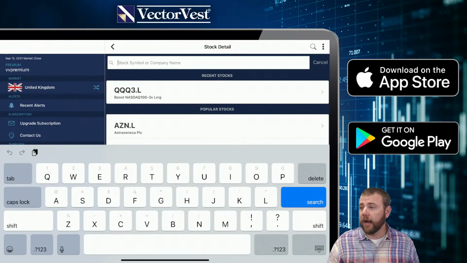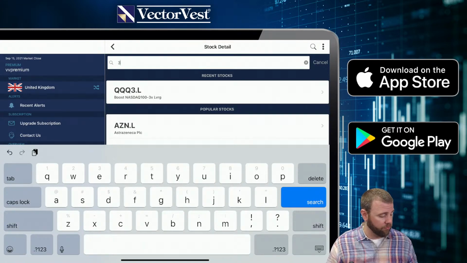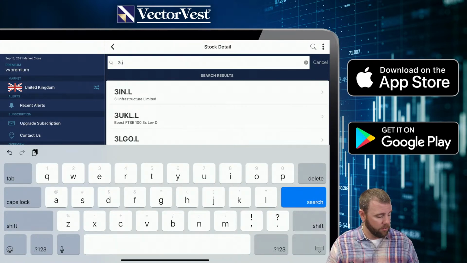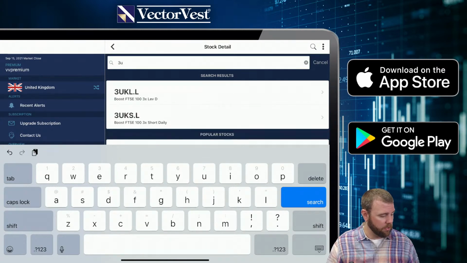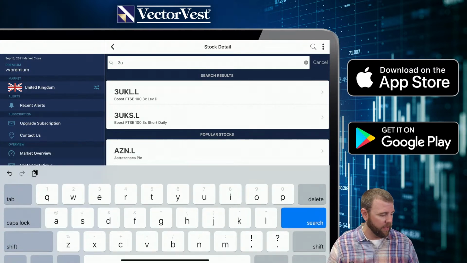All right, and then 3 USL. Okay, so 3 US. I'm not finding the 3 USL there. So I did find the QQQ3, but I'm not finding the USL. So let me know which one that is, and I can analyze that here for you.